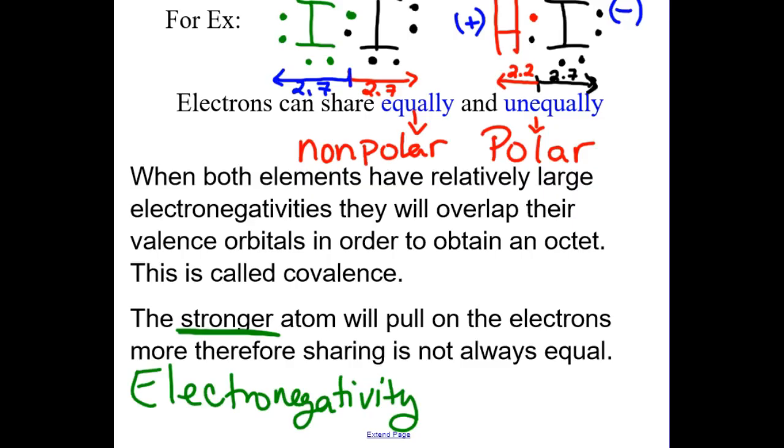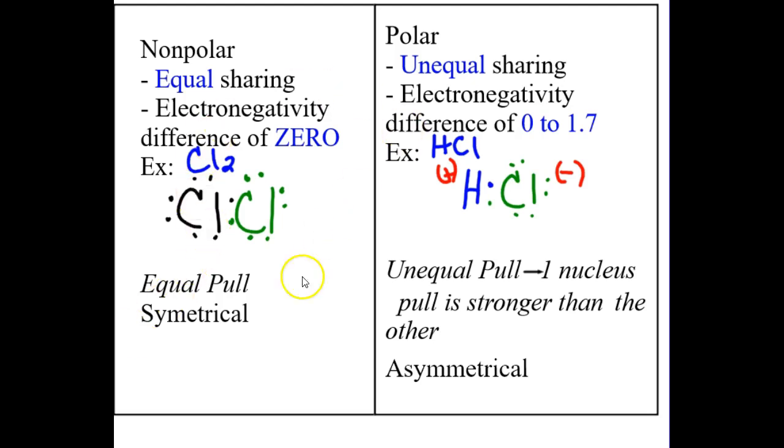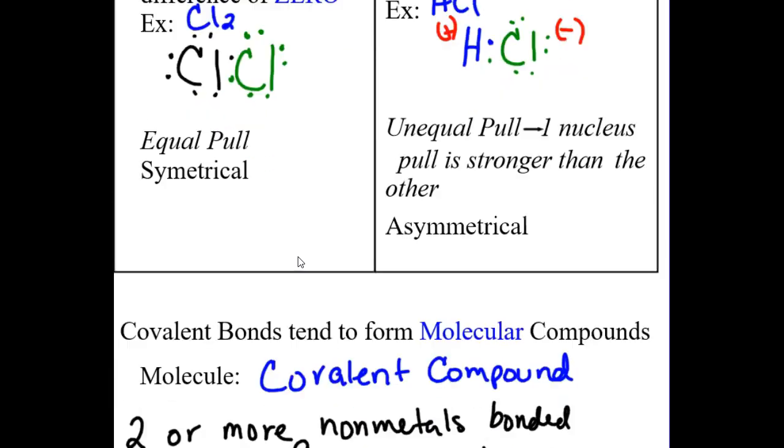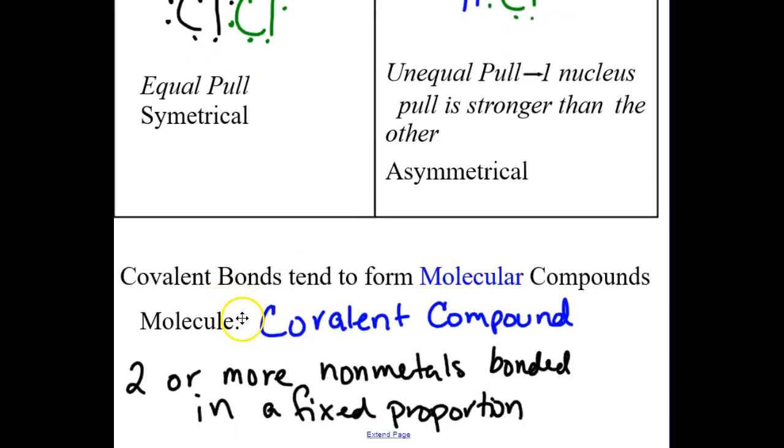So when both elements have a relatively large electronegativity, they're going to share their electrons and they overlap their valence orbitals to achieve an octet, and we call this overlap a covalent bond. So the electronegativity tells us which element is stronger. Here is more polar and nonpolar. We spent a lot of time talking about polarity. All right. Covalent compounds are called molecules, so covalent bonds form molecular compounds. You have to remember that definition. It's very important.